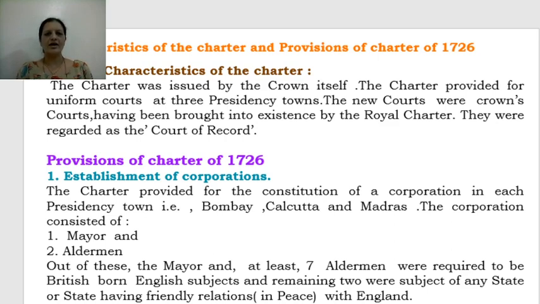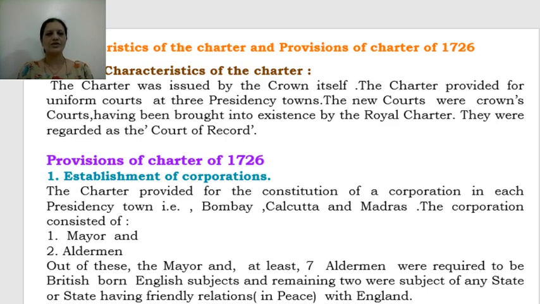They were regarded as courts of record. A court of record means a court whose decisions are recorded and reported. So, Mayor's Court was a court of record that we have already discussed. Now let's discuss the provisions of the Charter of 1726.